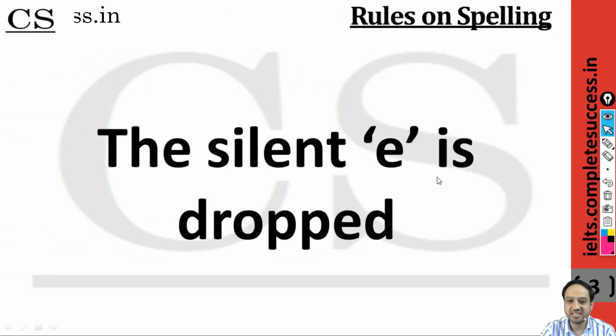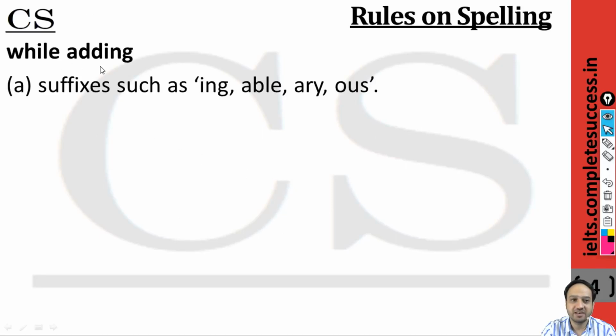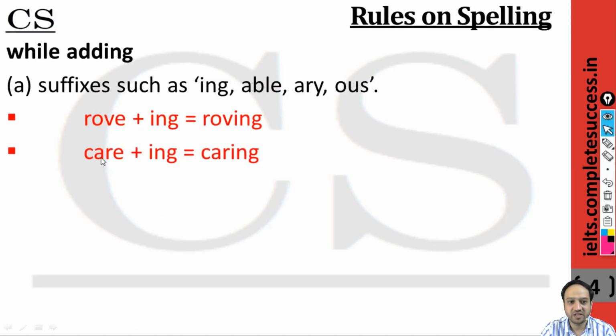The silent e is dropped when adding suffixes such as ing, able, ary, and ous. Examples are rove plus ing. When we add ing to the word rove, it becomes roving, and you can see here we have dropped the letter e. Care plus ing becomes caring. Again we have dropped the letter e.